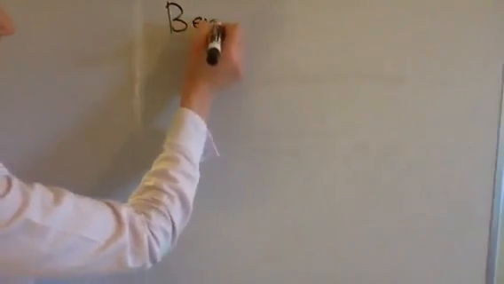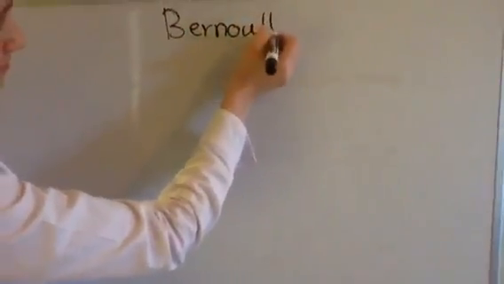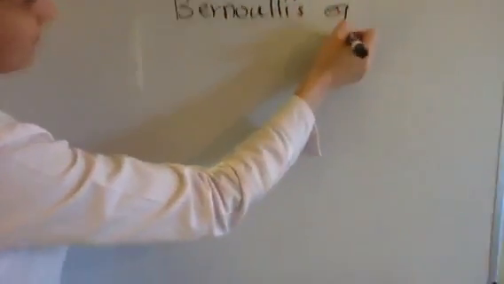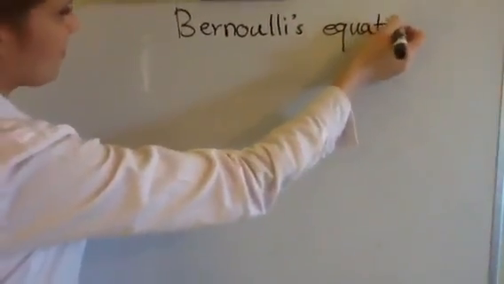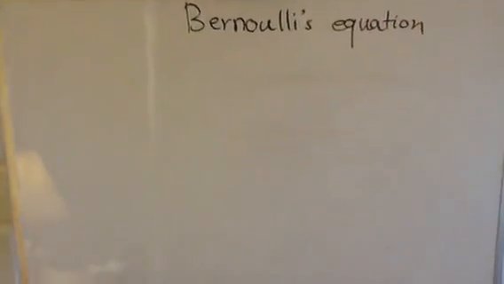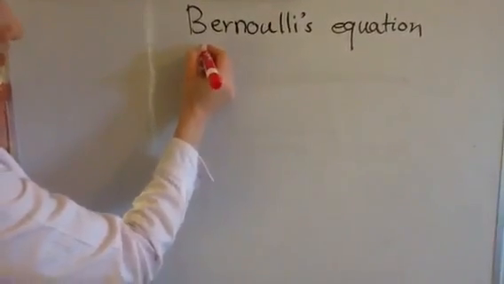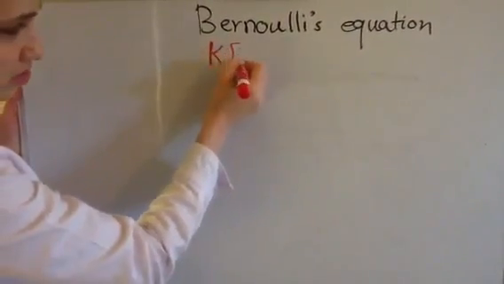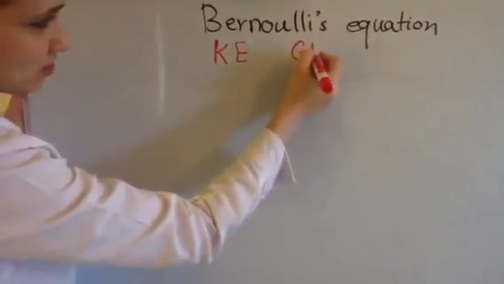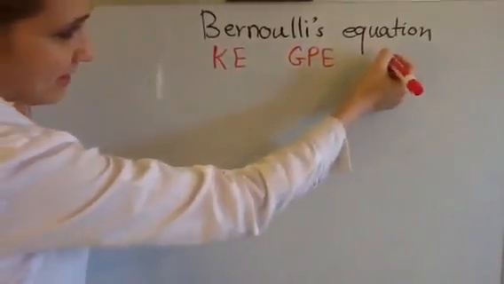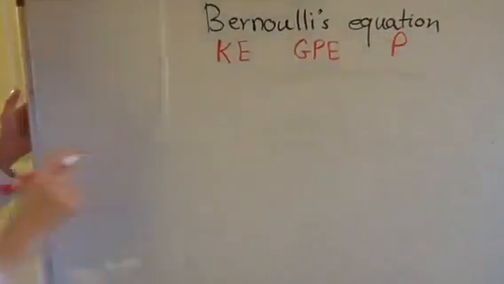In this video, I will derive for you in a very shortcut way a very famous equation which is called Bernoulli's equation. This equation relates three factors: kinetic energy, gravitational potential energy, and pressure.